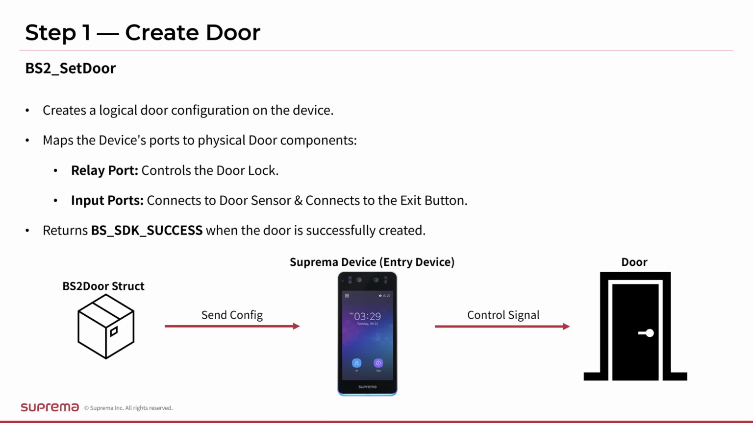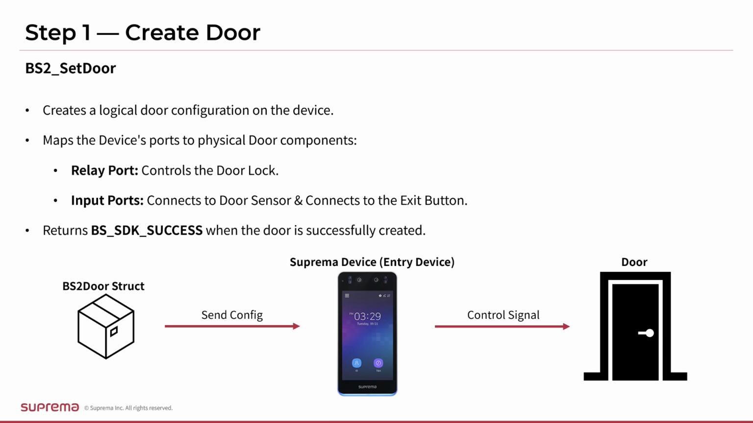Now, let's examine the bs2 set door API. This API configures a logical door on the device. But what does that actually mean? The device itself features physical ports, including relay port and input ports. bs2 set door tells the device how to map those ports to door components. For example, a relay port can be used to control the door lock, which physically locks and unlocks the door. Input ports can be used for the door sensor and the exit button.